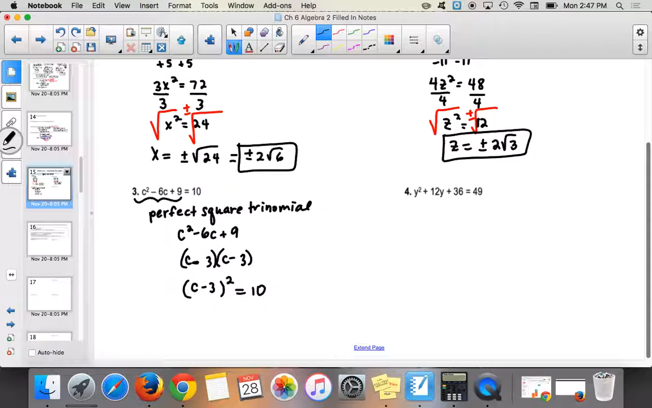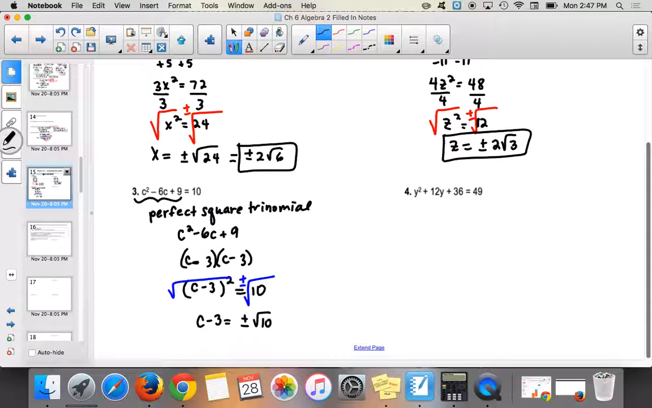All right, so I'm going to take the square root of both sides. Plus or minus. So I get c minus 3 equals plus or minus the square root of 10. All right, so if I'm solving for c, I want to get the c by itself, so all I need to do is just add the 3 over, right? So just add it over.